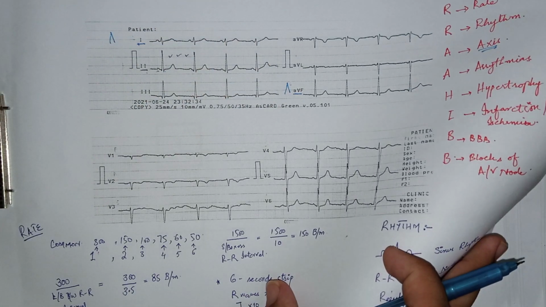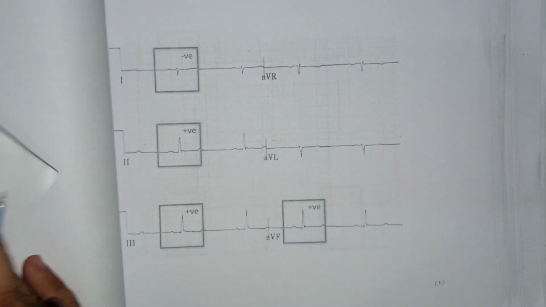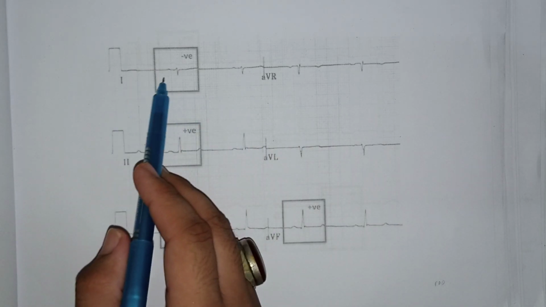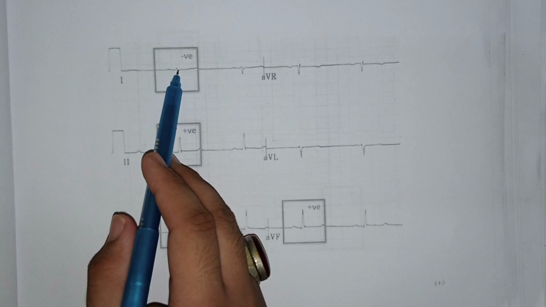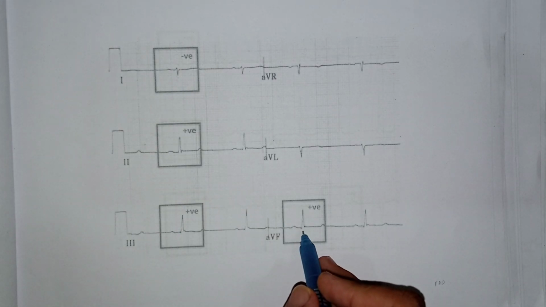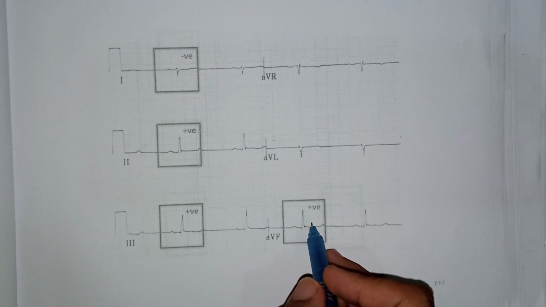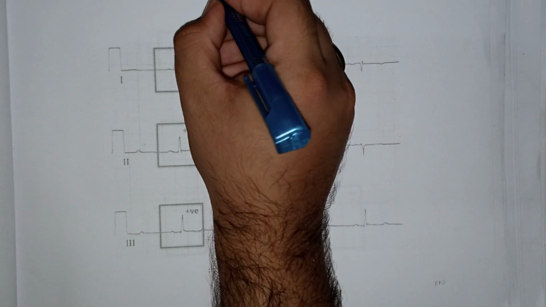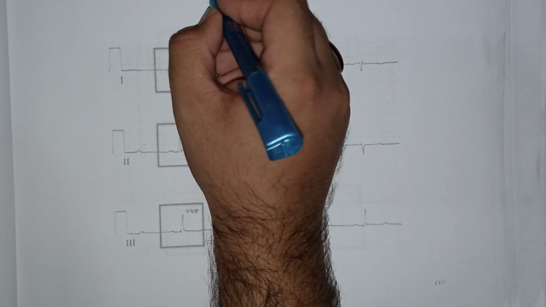Now come to the abnormal axis or deviation of axis. Look at this ECG: lead 1 shows the downward or negative deflection of the QRS complex, and AVF shows the positive deflection. So this is right axis deviation.